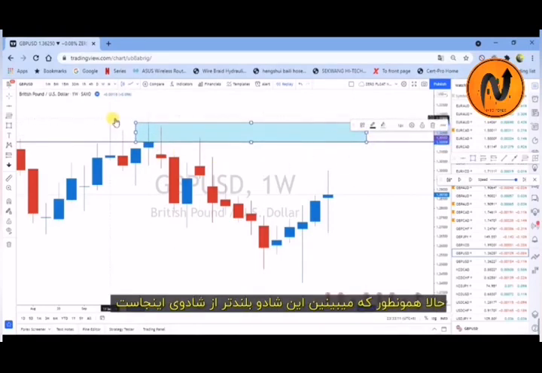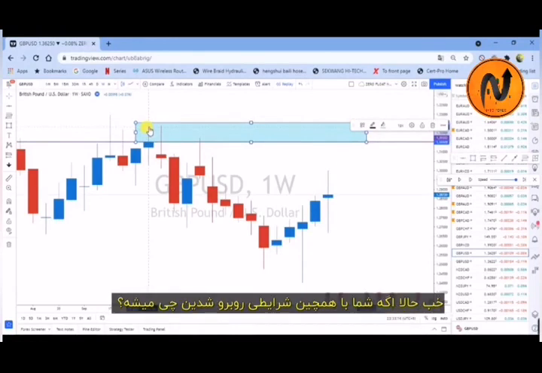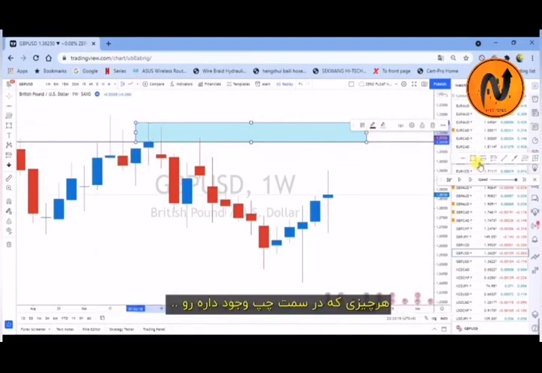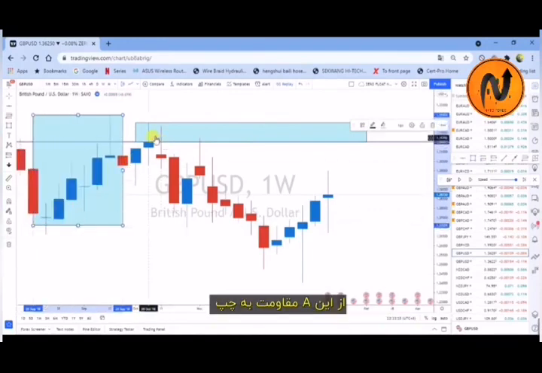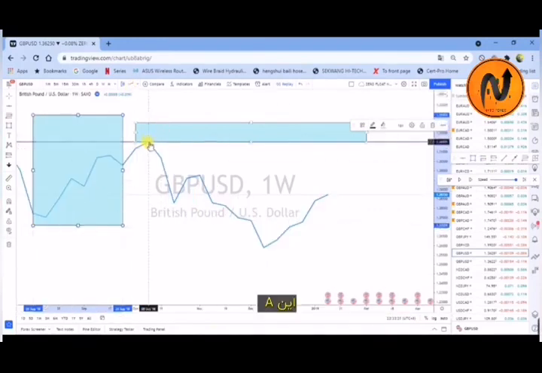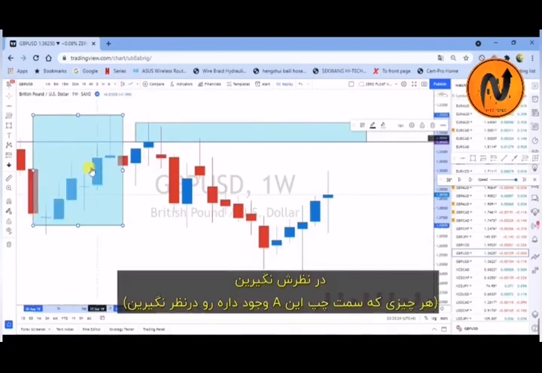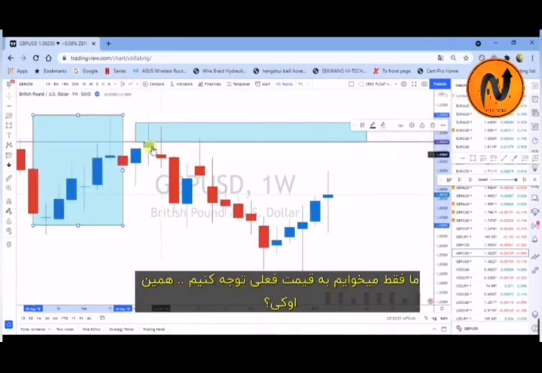Now, as you can see, this shadow is higher than here. So if you meet this kind of situation, whatever is on the left side of the A of the resistance here, this capital letter A resistance, ignore. We only want to take the current price. That's it. Okay.